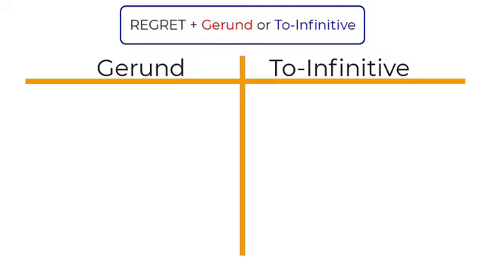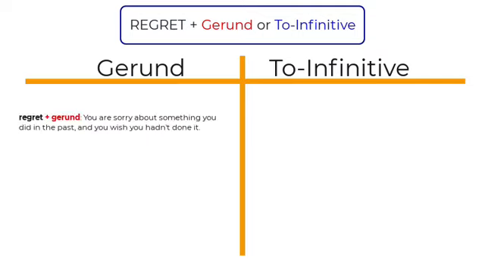Regret is another verb that changes meaning when used with the gerund or the infinitive. When you use regret with the gerund, you are saying you are sorry about something you did in the past, and you wish you hadn't done it. I regret hurting your feelings. I'm sorry.